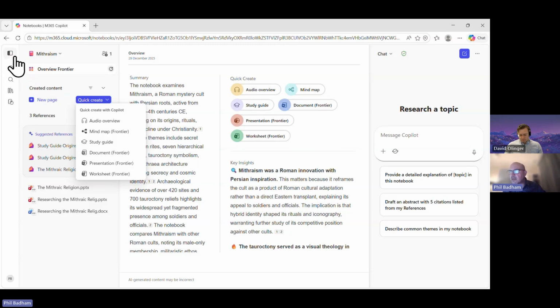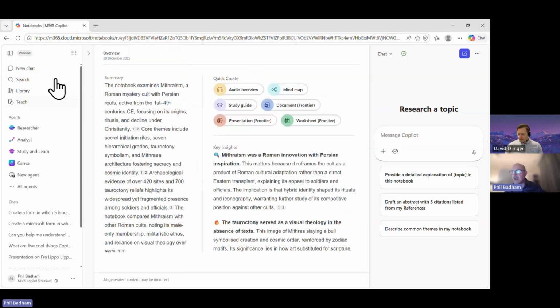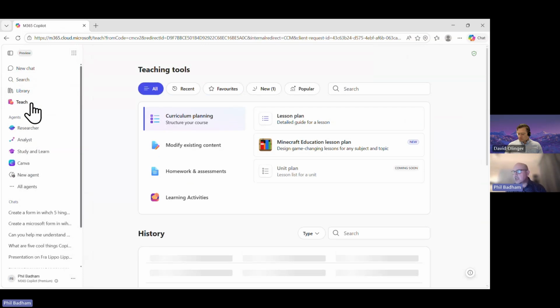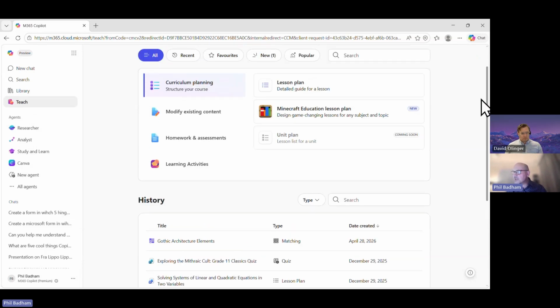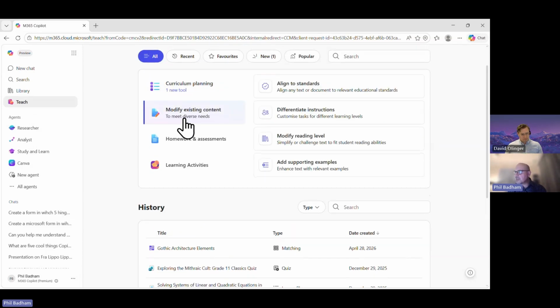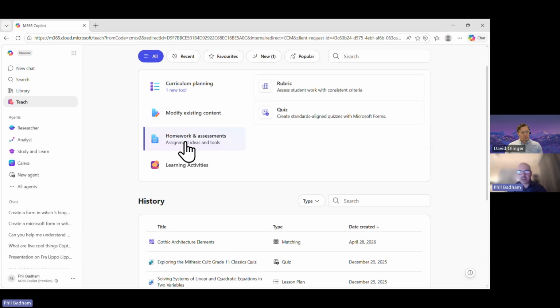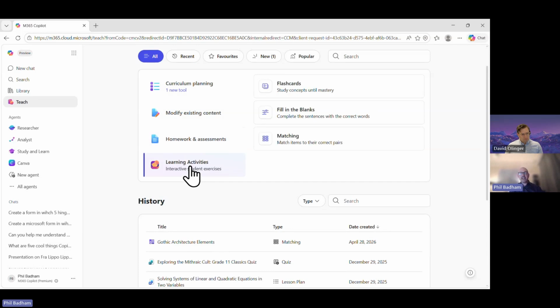But anyway, I digress a little bit. Let's go back to our left-hand side column, and let's go to the Teach module and see what's inside. I've already got some teaching tools as soon as I load it in. I've got four different strands here: curriculum planning, modify existing content, homework and assessments, including things like rubrics and quizzes that we saw at the beginning of the webinar. And we've also got some learning activities. Obviously, these are really great methods too of looking for student understanding, and we can create some really lovely interactive activities through this module. So let me just show you one of them. Here's a learning activity.